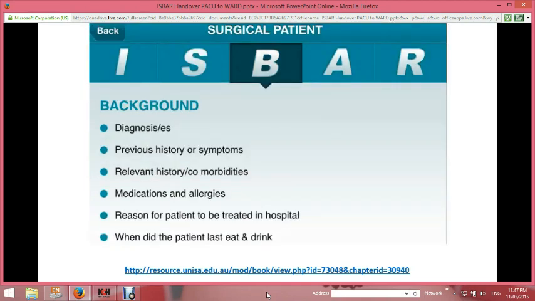B is for background, so the type of things you're going to think about in this letter is diagnoses, previous history and comorbidities, any medications and allergies if they have them, the reason why they're in hospital, and when they last ate or drank, but that's more for a pre-operative patient.